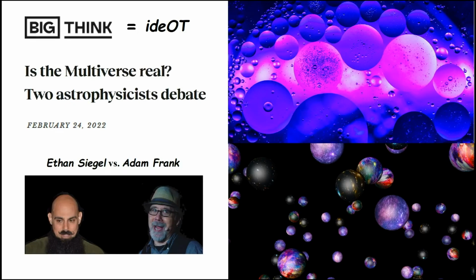So let's go with the first one. The fellow's name is Siegel, Ethan Siegel. And the guy who's going to challenge him is Adam Frank. And so the first guy, Siegel, says, is the multiverse real? And he's going to say yes, and the other guy's going to say no. And so they say two astro-mathematicians debate. And then you see two notions of the multiverse.